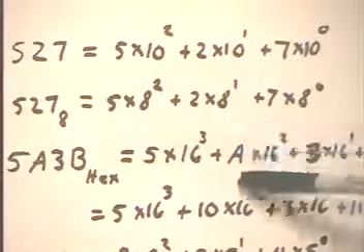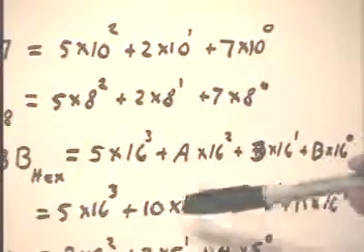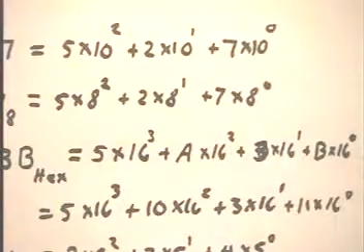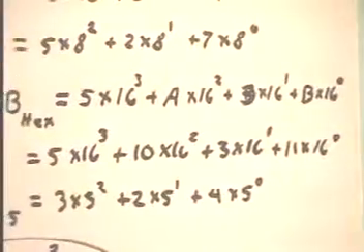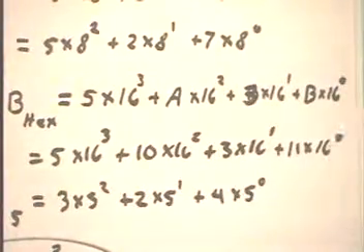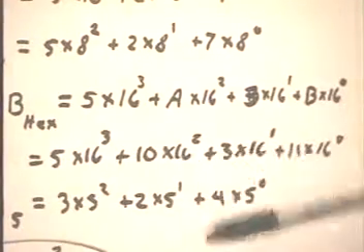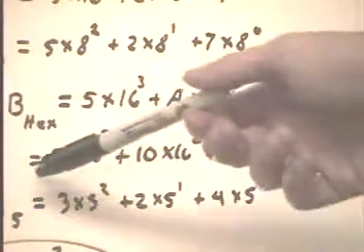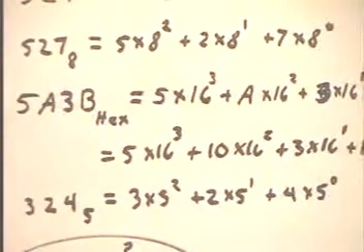Now, with that convention, knowing now that A stands for 10, we see that A times 16 to the 2nd is 10 times 16 to the 2nd. B times 16 to the 0, B is 11. So we have 11 times 16 to the 0. So that when we add these up, I don't have the actual number here. Let's see, 16 cubed is 4,096, 16 squared is 256, 16 is 16, and 16 to the 0 is 1. So you take 5 times 4,096, and so on, and you get the number for 5A3B hex expressed in decimal notation.